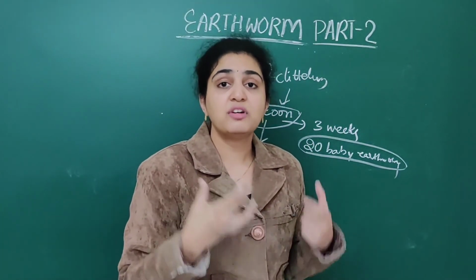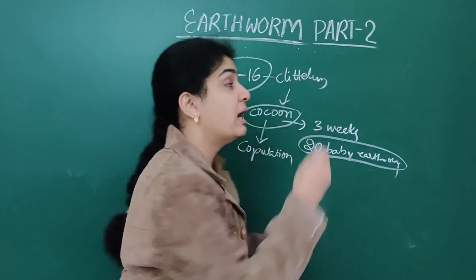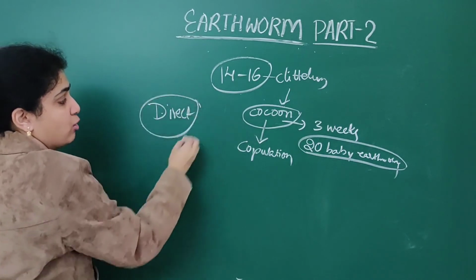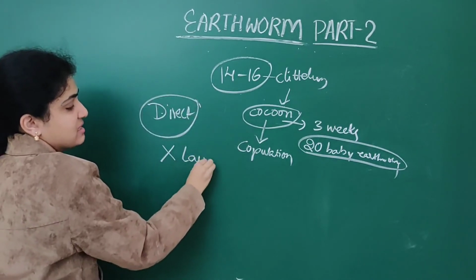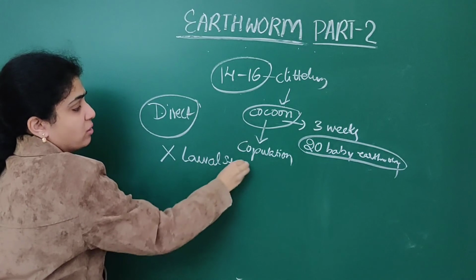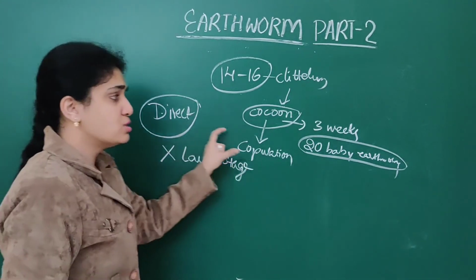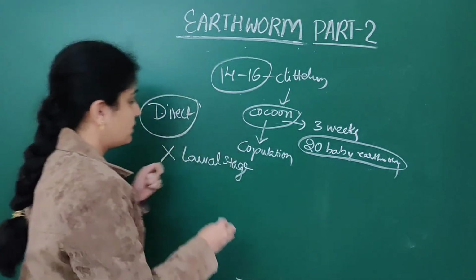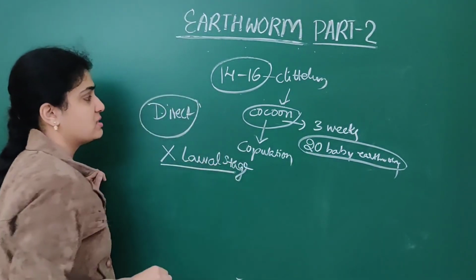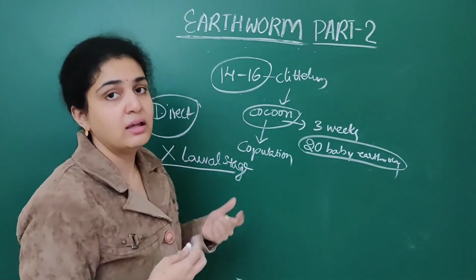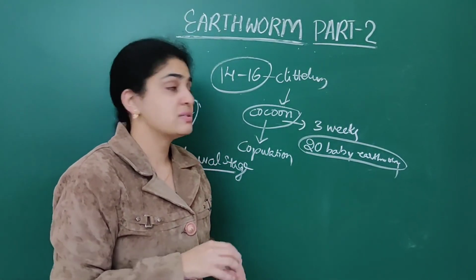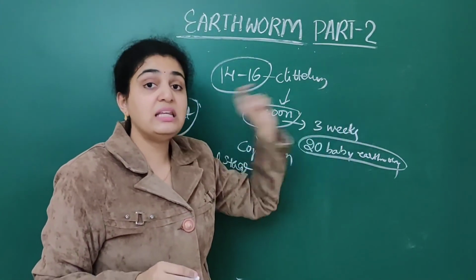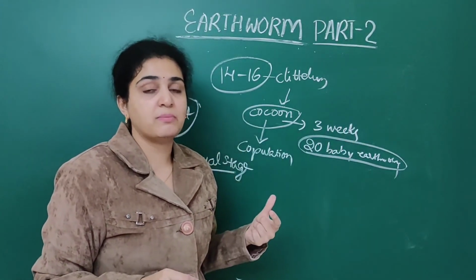So that's why the fertilization and development in earthworm is direct. Why is it direct? Because there is no larval stage in earthworms. So they give rise to 20 baby earthworms, there is no larval stage present, and directly it will give rise to earthworms. This cocoon will give rise to 20 baby earthworms within 3 weeks.